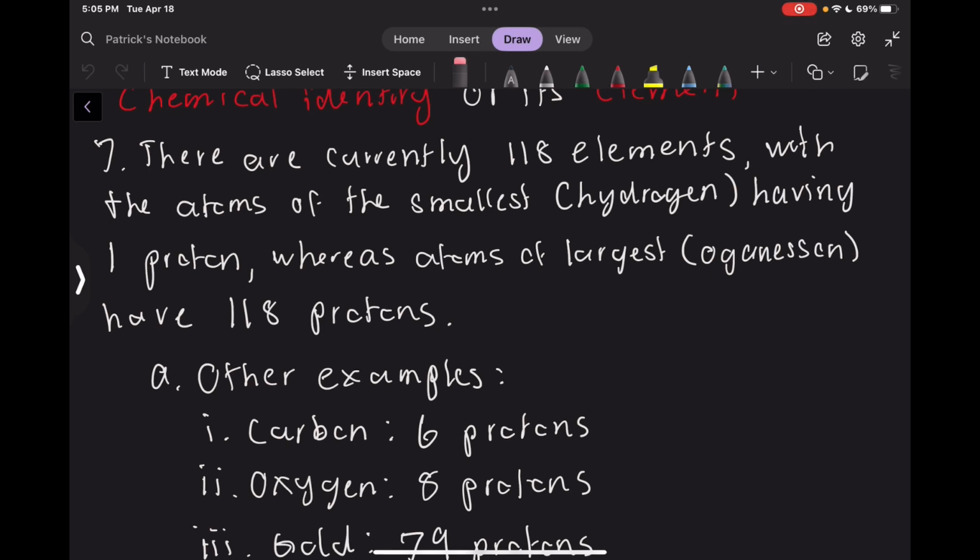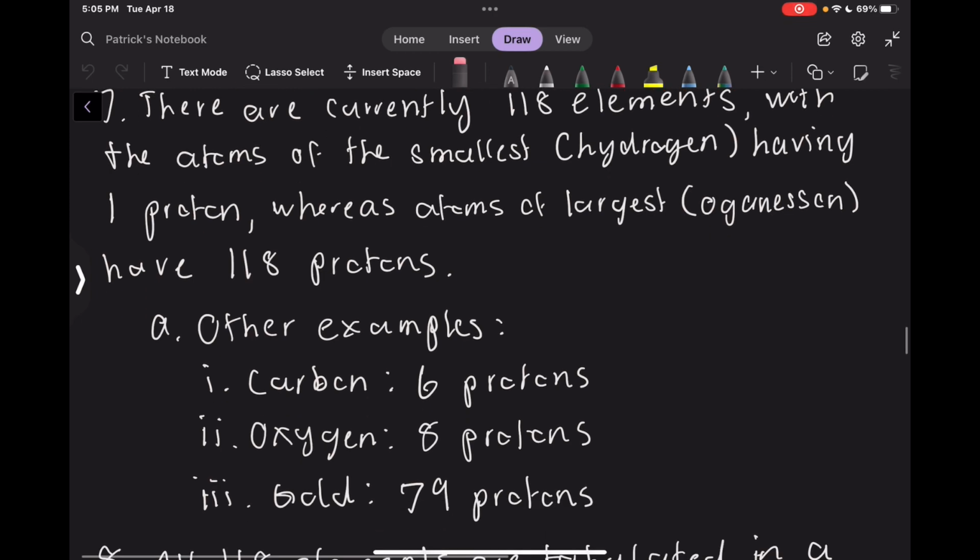The more immediate implication of this is that the simplest chemical element, hydrogen, has exactly one proton, whereas the atoms of the largest, oganesson, have 118 protons. Other elements have a number of protons somewhere in between 1 and 118.